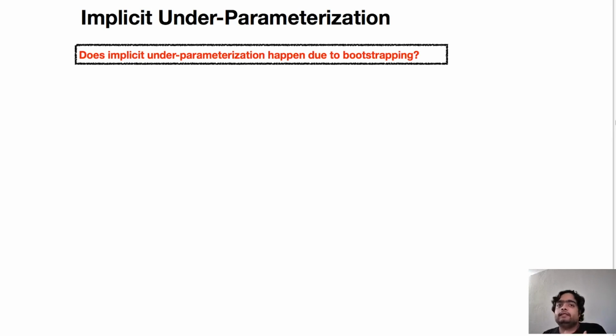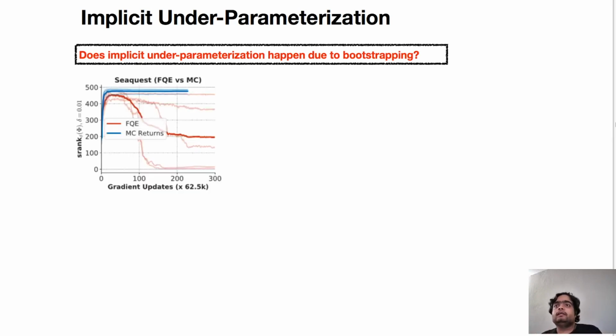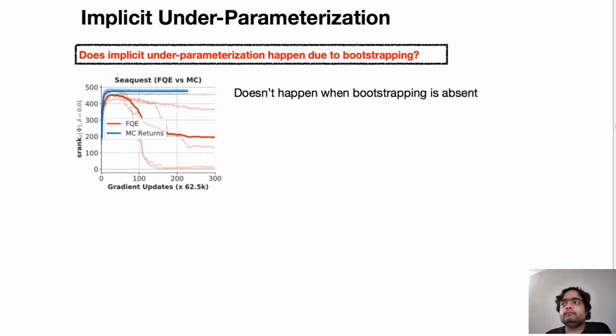So far what we have looked at is that implicit underparameterization is caused by bootstrapping, because you are sort of regressing to your own generated target labels. So we conducted an experiment to verify that implicit underparameterization, or this rank collapse issue that we were seeing so far, is indeed caused by bootstrapping. It turns out that it doesn't happen when bootstrapping is absent.